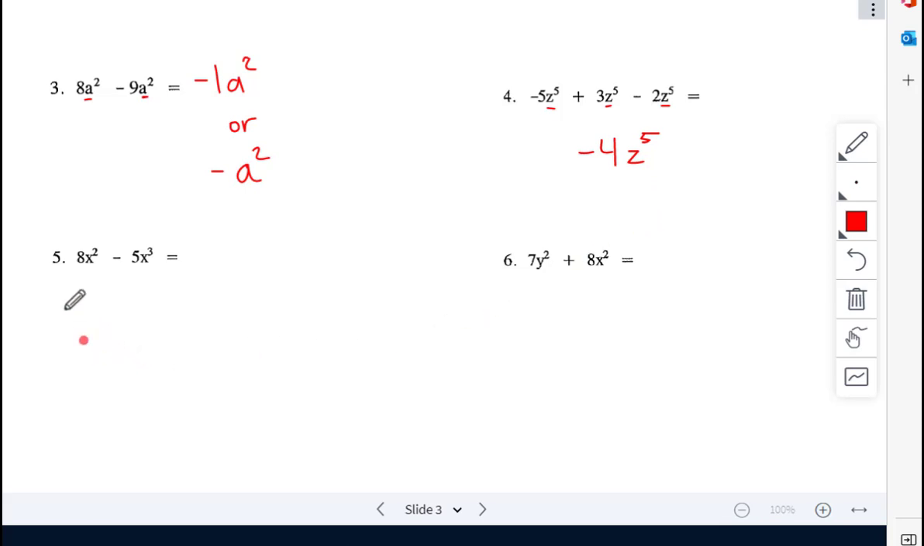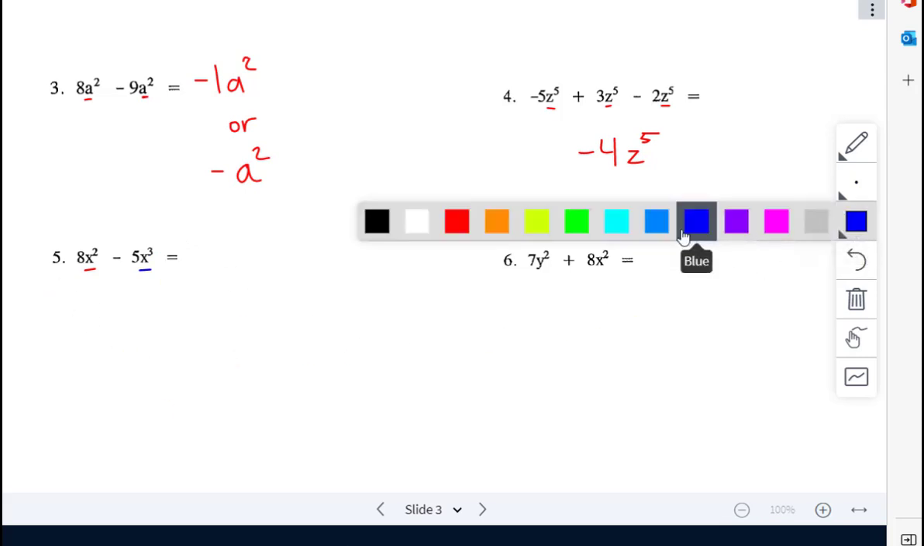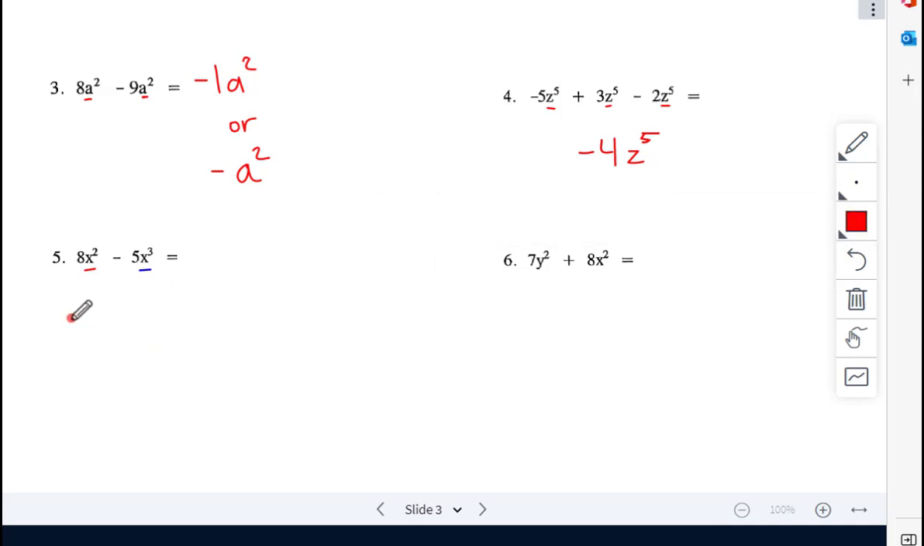Let's take a look at our fifth example. Here we have x squared, and I usually show it in a different color, an x cubed. Here the literal coefficients are not the same. Therefore, we cannot collect like terms. So here you would just leave it as is. It is just 8x squared minus 5x cubed. We can't simplify that any further.